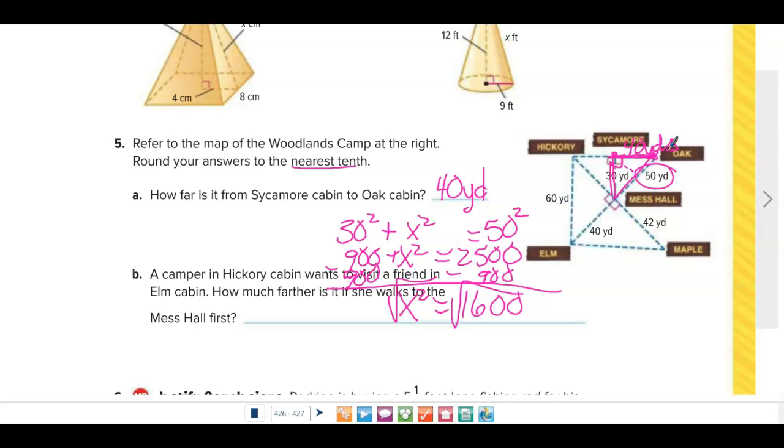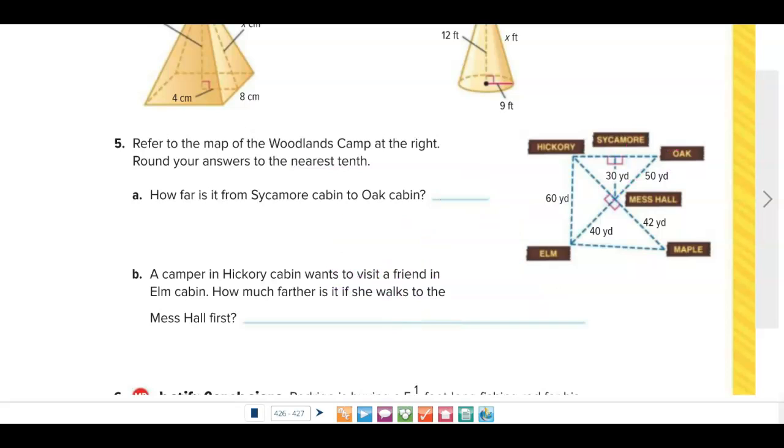All right. Part b was even a little bit trickier. So a camper in Hickory Cabin wants to visit a friend in Elm. So we're going from here to here, which we already know is 60 yards, so that's pretty easy. But we want to know how much farther it is if she walks to Mess Hall first. So they're going to start here, they're going to go to Mess Hall, and then they're going to end up at Elm, okay? So we are missing this length right here.